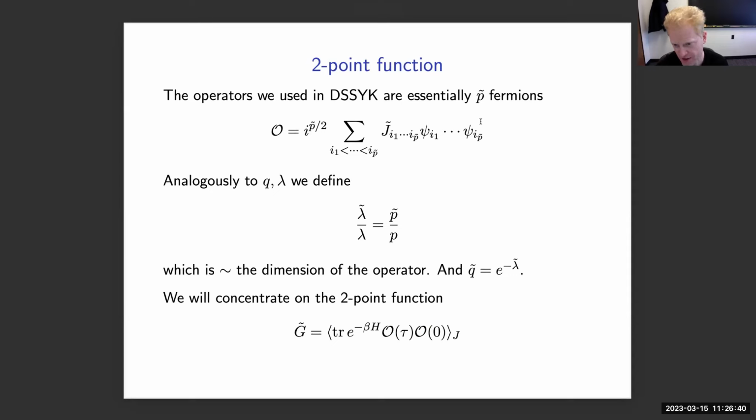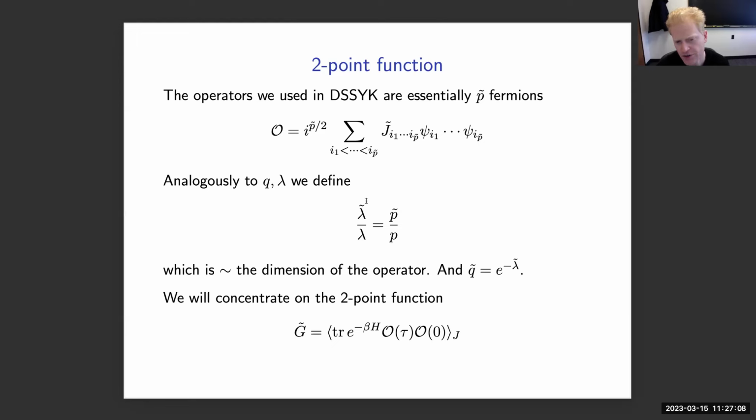So p tilde is essentially the size. This is the definition. It's just the size of the operator, basically. But the only modification is that it's convenient in double scaled SYK to look at operators that take a similar form to the Hamiltonian. So we also add these Gaussian coefficients. But this is more of a technicality. The more important point is that these are just strings of p tilde fermions, and that's it.